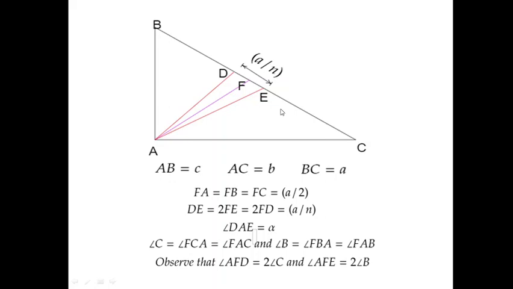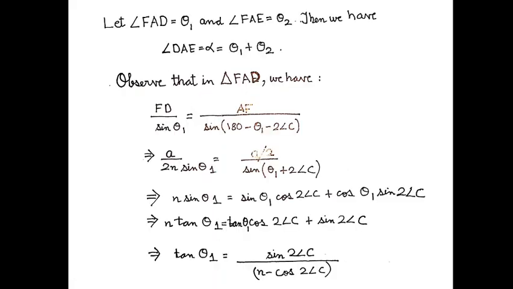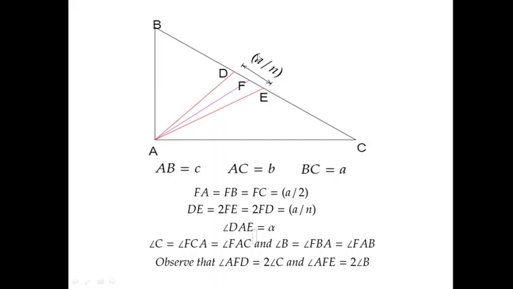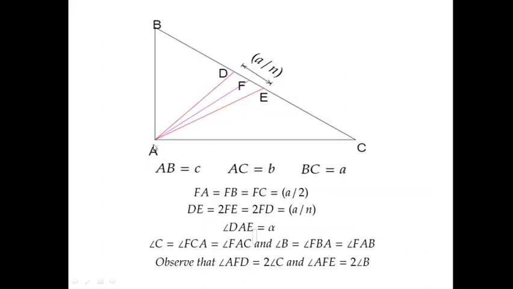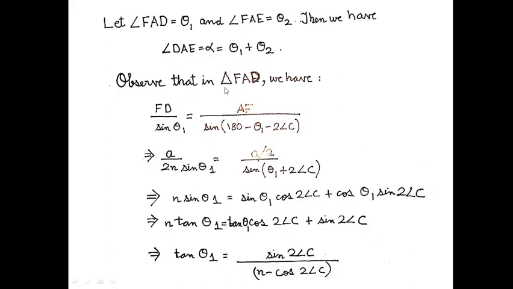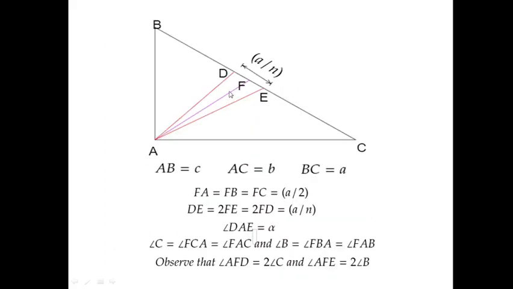So we are done. Now moving on, we assume FAD to be theta 1 and FAE to be theta 2. FAD is theta 1, FAE is theta 2. Then we have angle DAE equals alpha equals theta 1 plus theta 2, obviously. Now we solve for triangle FAD.